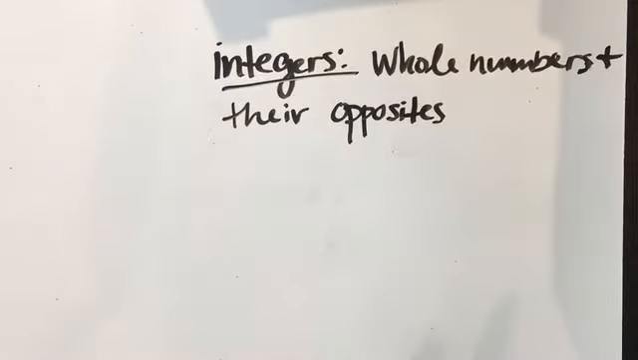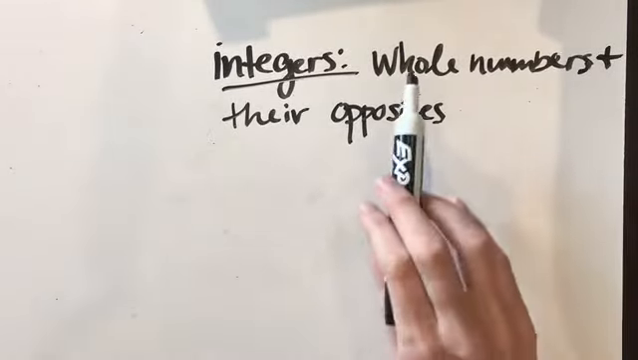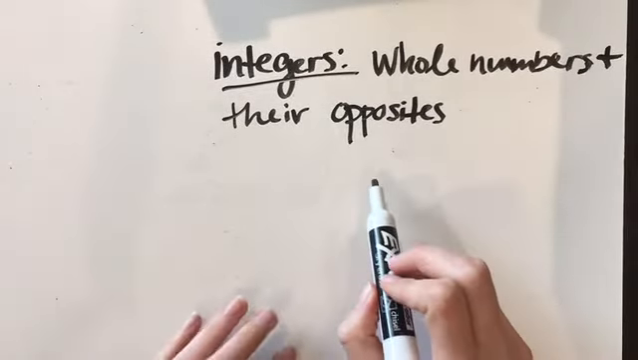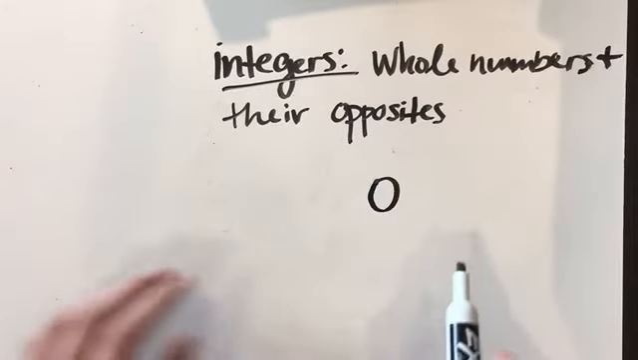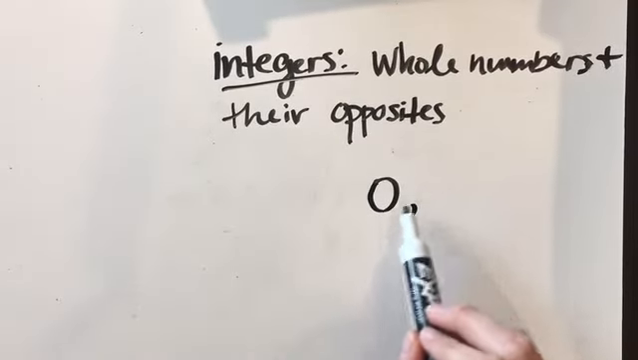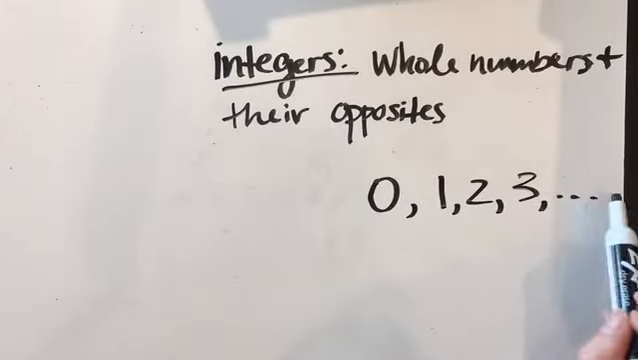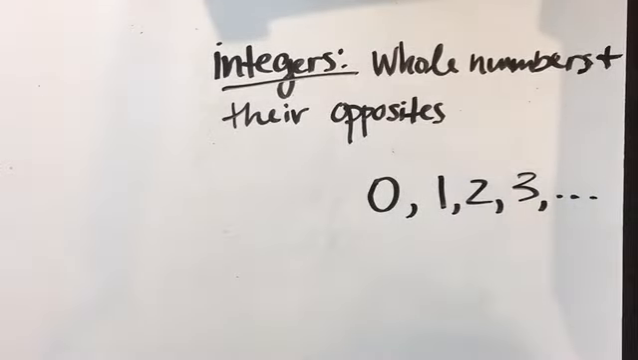Integers are whole numbers and their opposites. So while you're getting that written down, let's start talking about what this means. First of all, whole numbers. This is the set of numbers that starts at 0, and then it goes on to the counting numbers, right? So we have numbers like 0, 1, 2, 3, and so on. I'm going to put a dot, dot, dot because it goes on forever, okay?